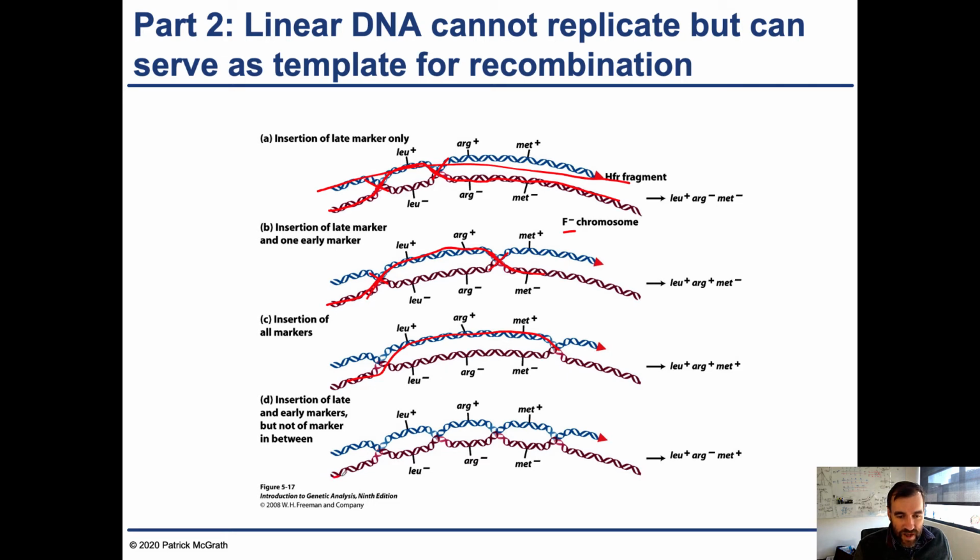You can also have multiple crossovers occur, where you have 4 total crossovers, and you end up having Leu plus, Arg minus, Met plus. So you can have this conversion as well.